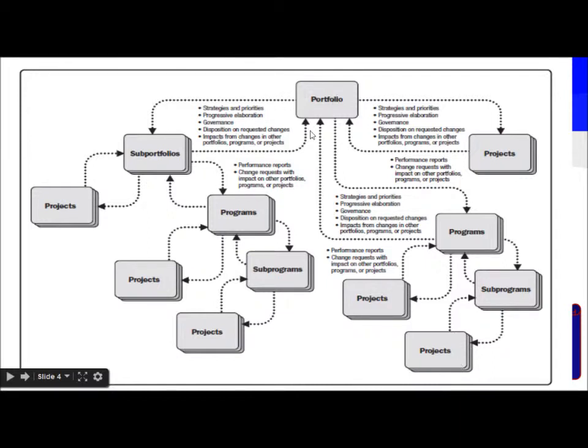Similarly, the portfolio can have sub portfolios, and then again sub portfolios can be divided into a set of projects, or into a set of programs, and then programs can again be subdivided into a set of projects. On the other side it can be sub programs, and sub programs can again be subdivided into projects. So the highest level of this is portfolio. You can see the arrows showing how they interact continuously with each other, from both sides.